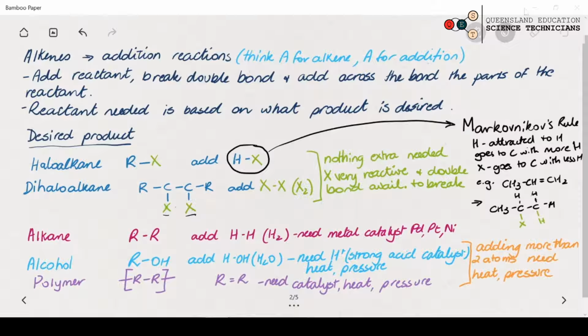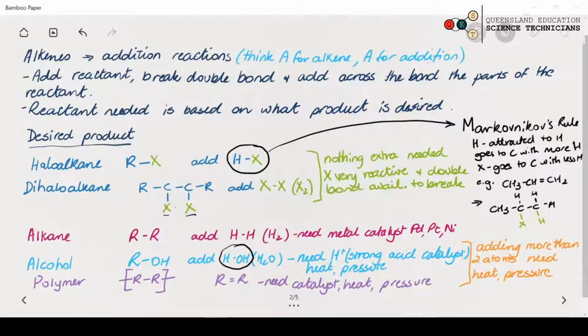hydrohalide or the halide. I'll come back to Markovnikov's rule, but we do need to remember Markovnikov's rule for two of our compounds in terms of what we're adding. So these are our halides. So remember, halides reactive, so nothing extra.